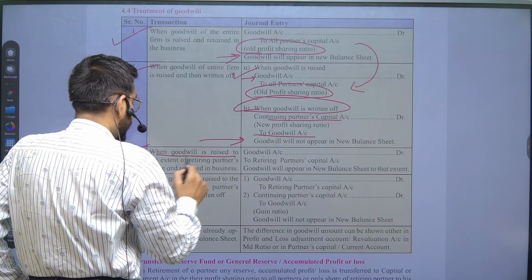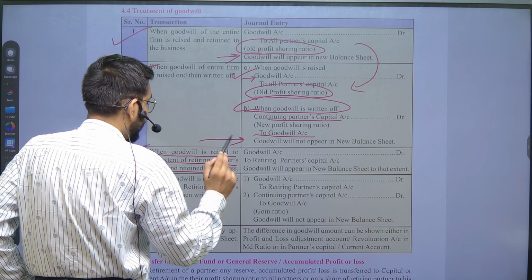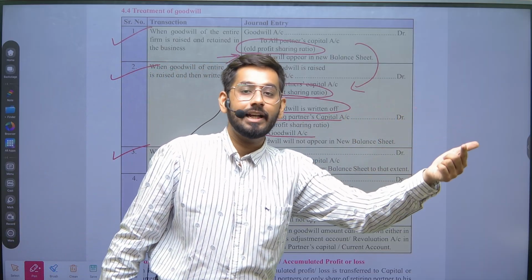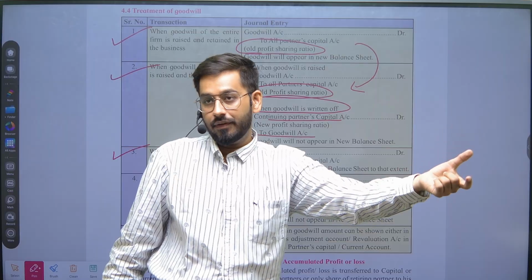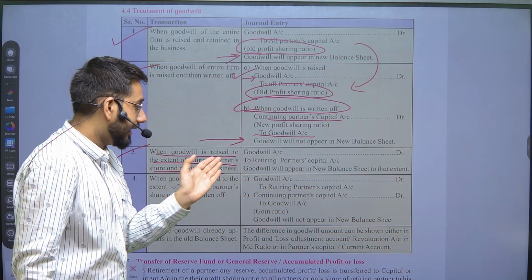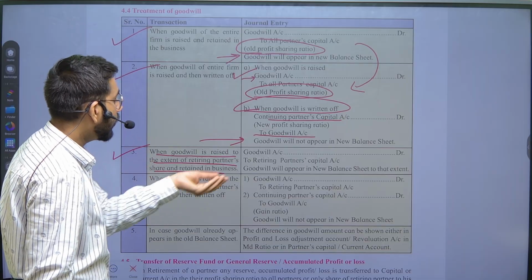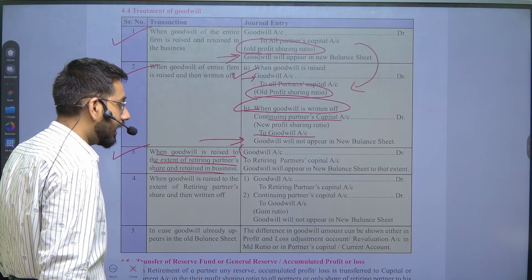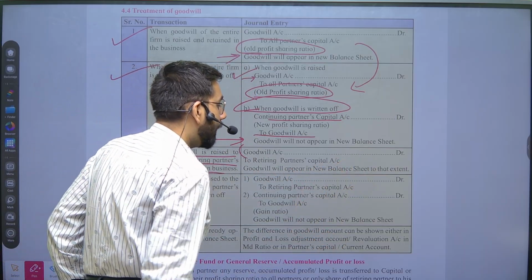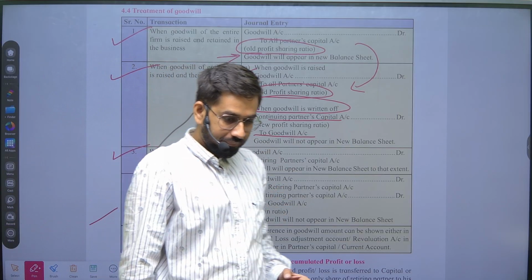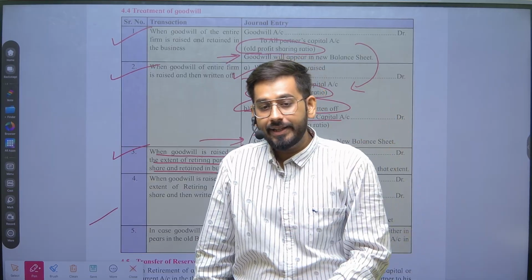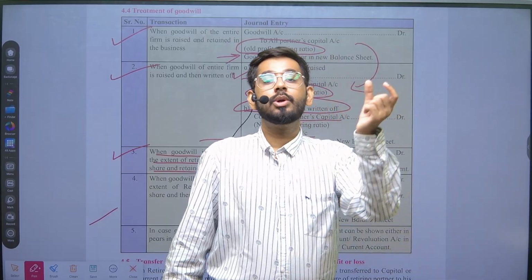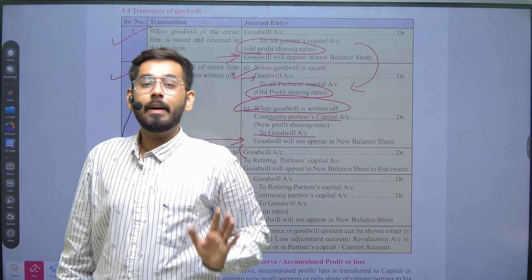Moving forward to the third one. When goodwill is raised to the extent of the retiring partner and retained in the business. In this case, goodwill will only be raised for the retiring partner who is retiring from the firm, and also retained in the business. The entry will be passed, goodwill account debit to retiring partner's capital account. Goodwill will appear in the new balance sheet to that extent. It means whether you are retaining it for the retiring partner or for all the partners, goodwill must appear in the balance sheet.